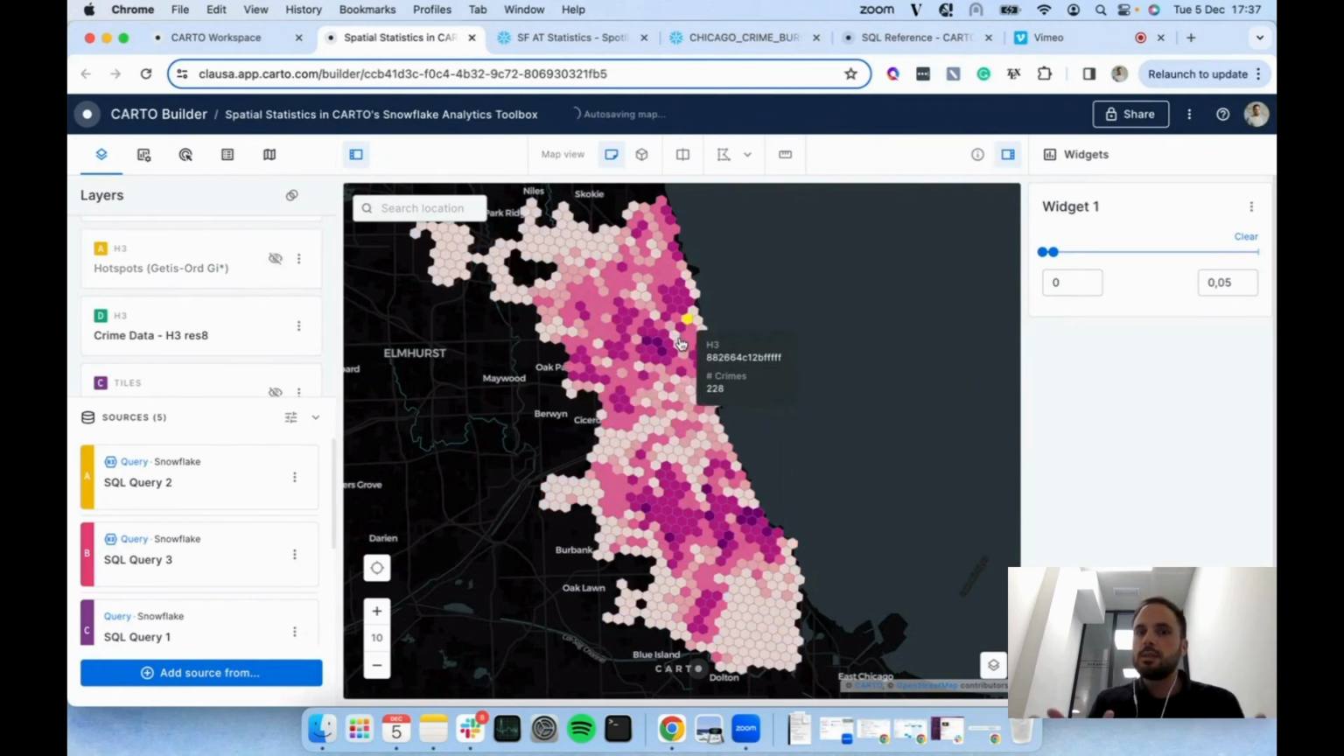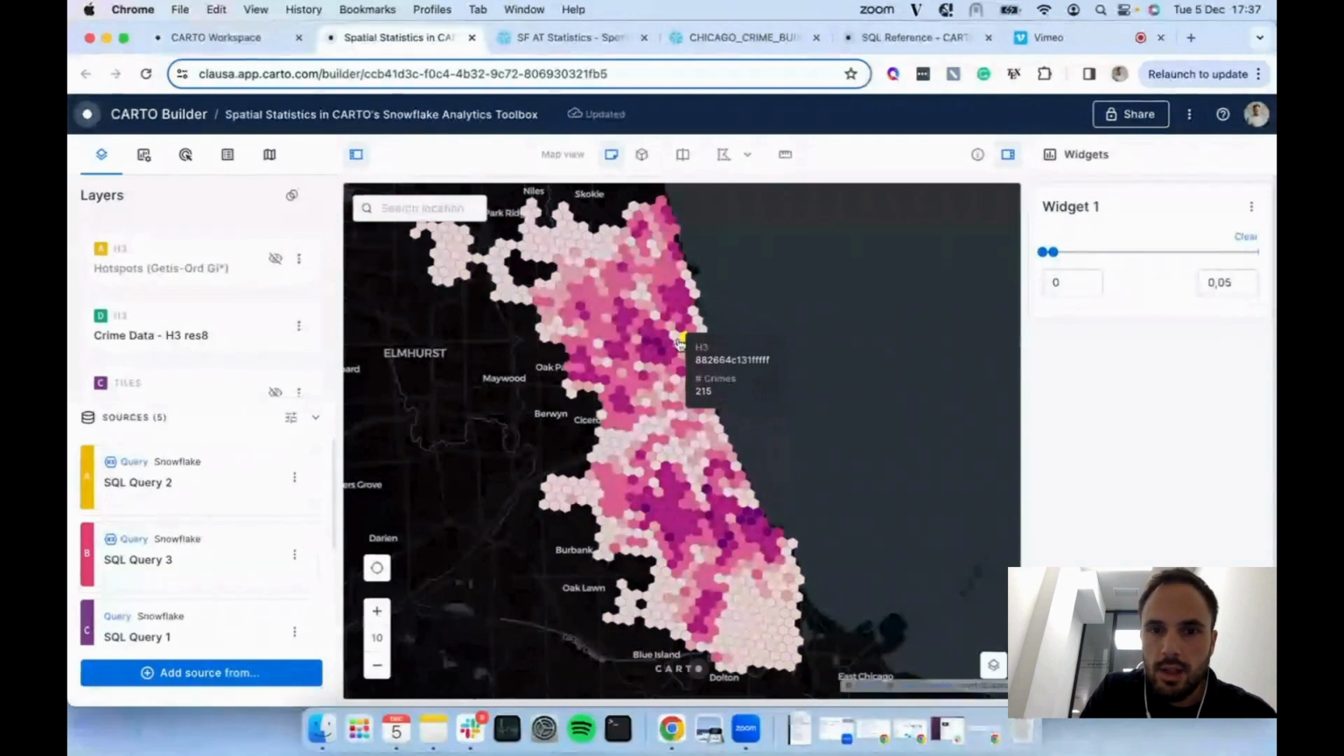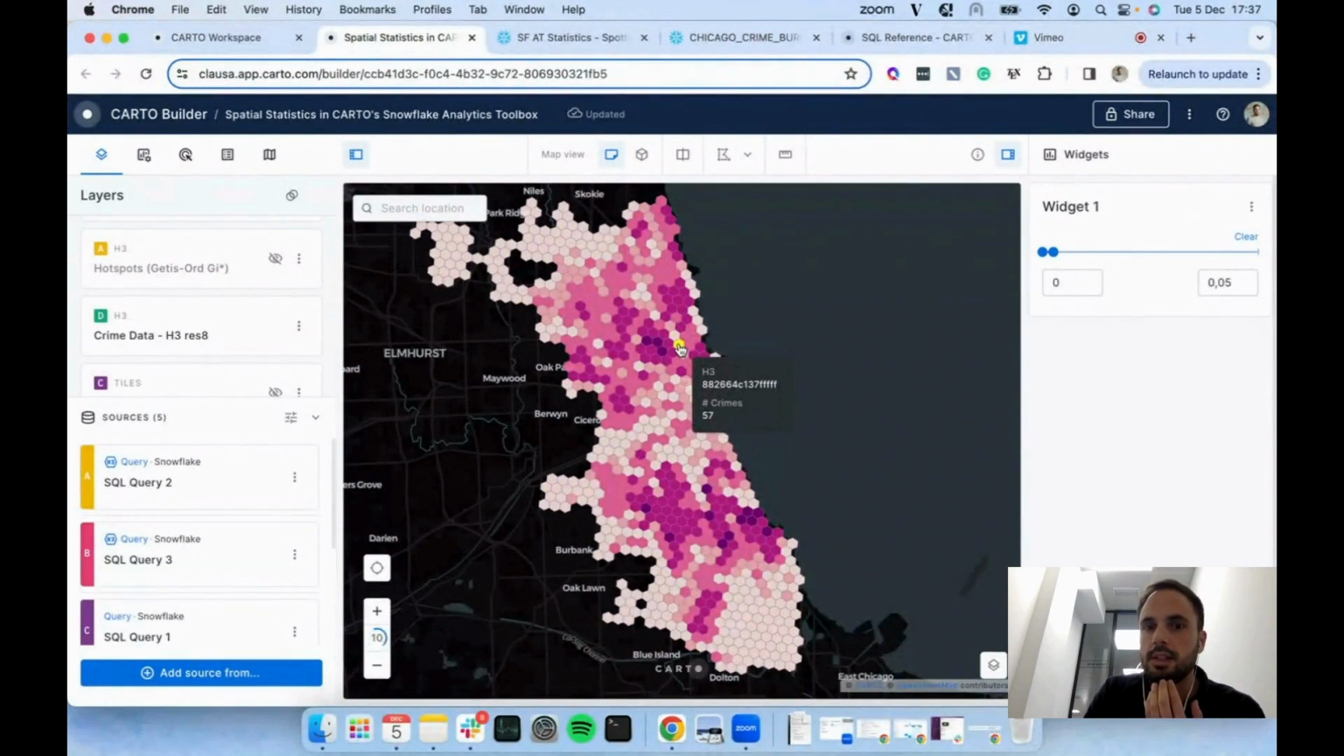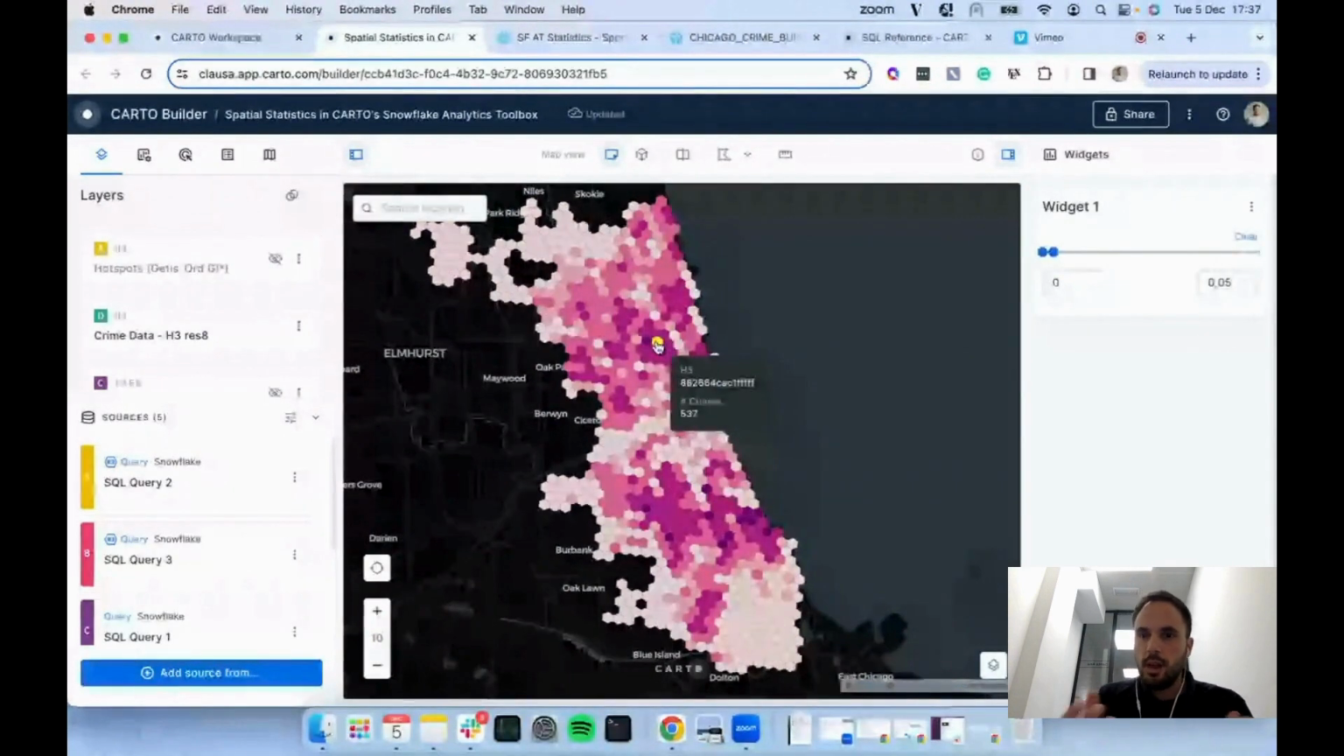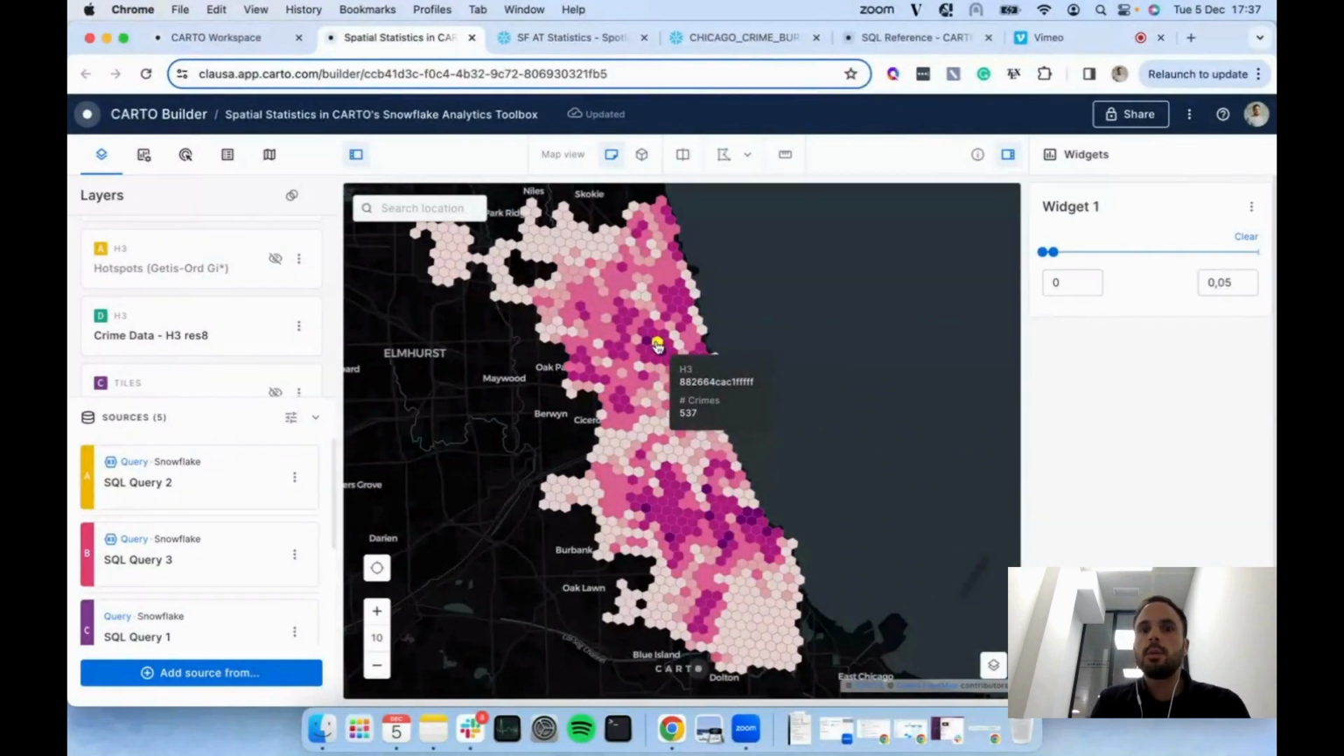Actually, we identify some areas with a low number. We can identify some cells with, for example, here 57 crimes compared to 537. So we have an order of magnitude of difference. So probably there's something more happening here locally. Okay. And this is what we want to identify.